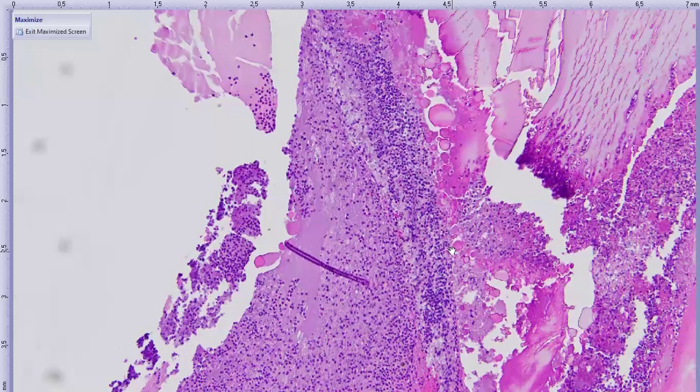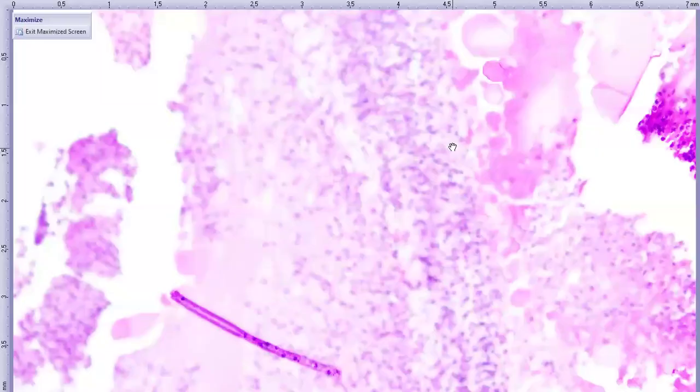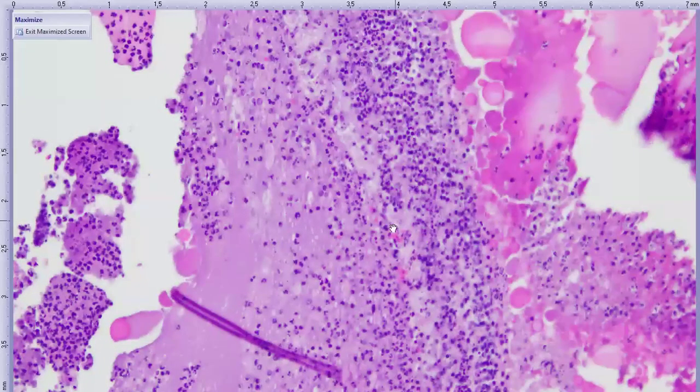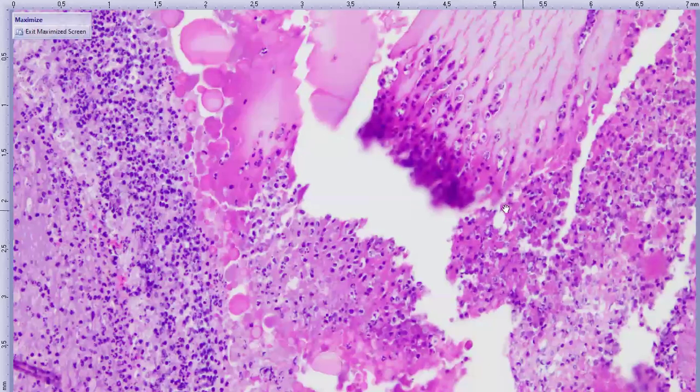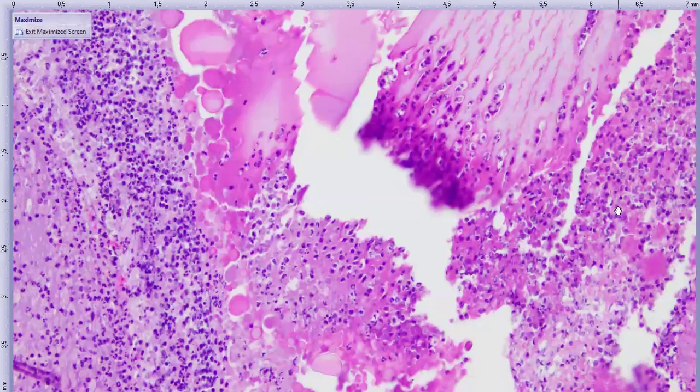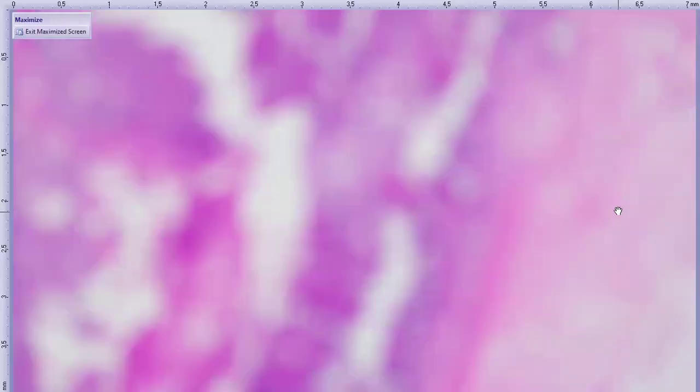So here we are. These are degenerate lens fibers known as Morgagnian globules. That's one of the hallmark features of cataractous degeneration in the lens, histologically speaking. And then we also have a bunch of both viable and degenerate neutrophils here. And you can see that those neutrophils are mingling with the degenerate lens fibers in this area.